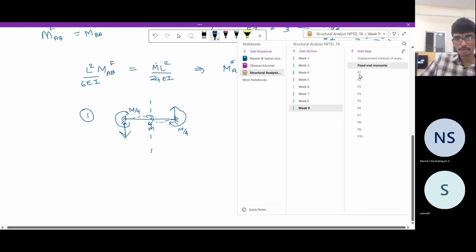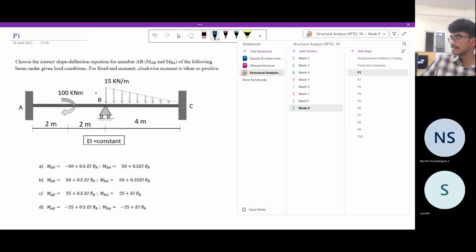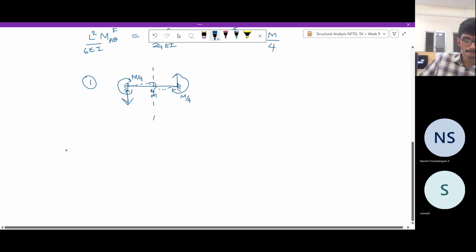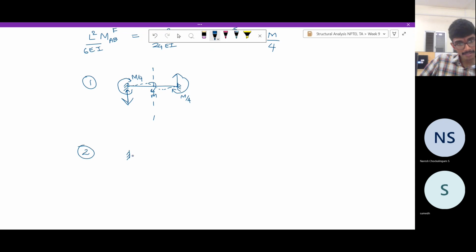So we have got one fixed end moment. And what is the other one? We have a linearly distributed load. So we need to determine the fixed end moment for that as well. So how do we do it? Step 2. Let us consider this case.